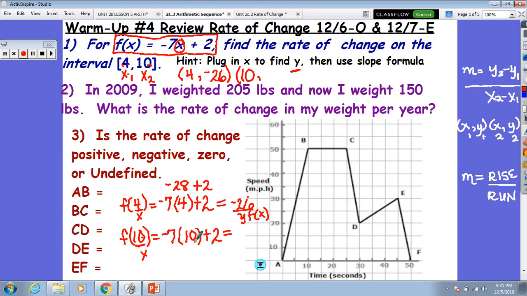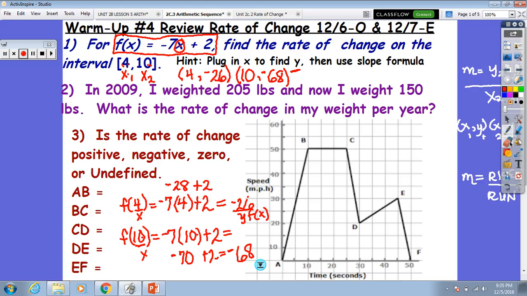And what do we get out? So negative 7 times 10 is going to give me negative 70. Plus 2 will give me a negative 68, because we end up subtracting. So now I did all of that work just so I could get these 2 points. Okay? Because we cannot find the slope until we have 2 points. And I just found my 2 points right there.